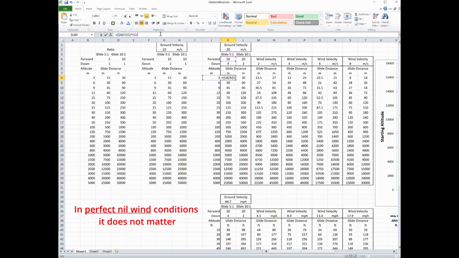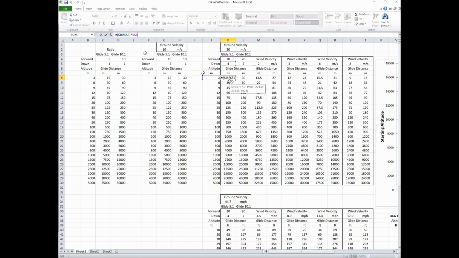Just transferring some stuff over. Again, this would be 0 wind velocity, so 0 headwind. Okay, we have our altitude divided by our down velocity. So these are now how fast we're moving down in meters per second.